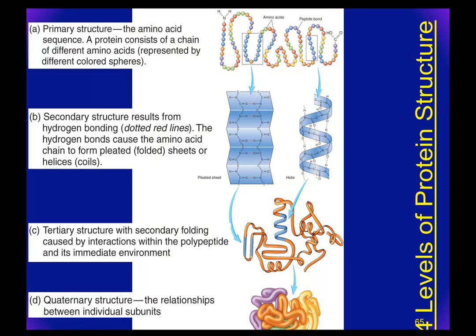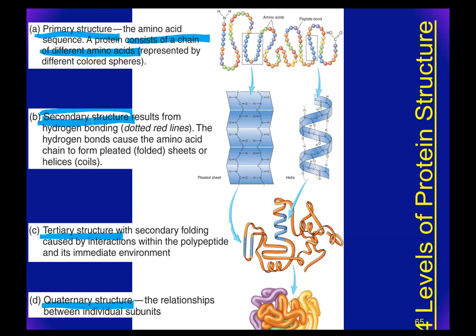So the 4 levels of protein structure. You've got primary structure, secondary structure, tertiary structure, and quaternary structure. Primary structure is very simple. What's the sequence of amino acids? That's it. Arginine, glycine, aspartic acid, glutamic acid. It's literally, tell me the chain of amino acids. What's its sequence? So it consists of a chain of different amino acids.